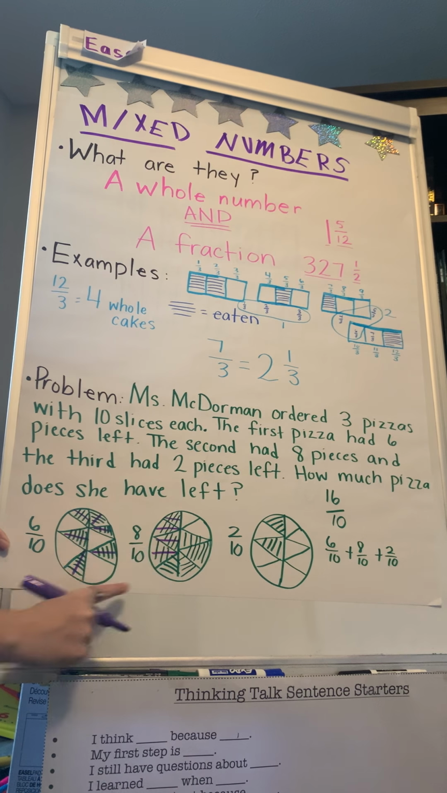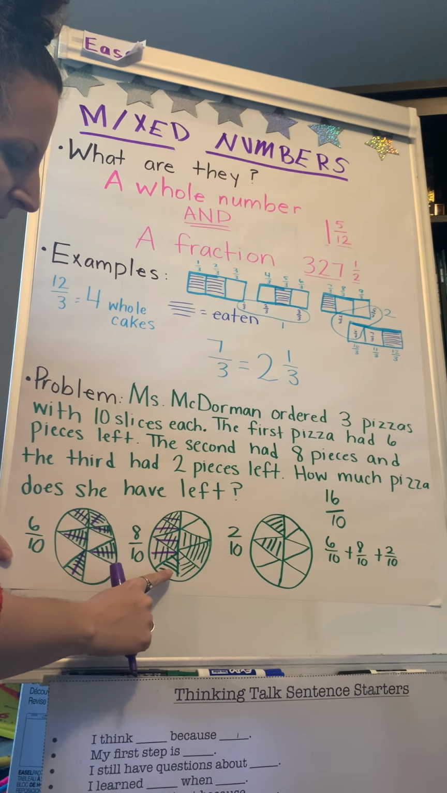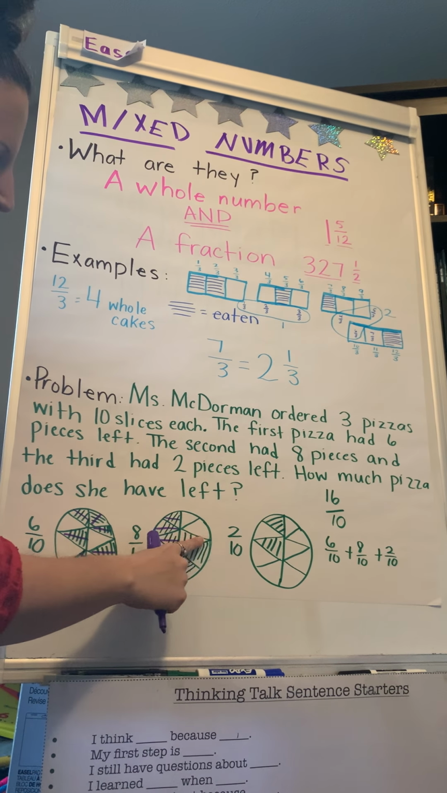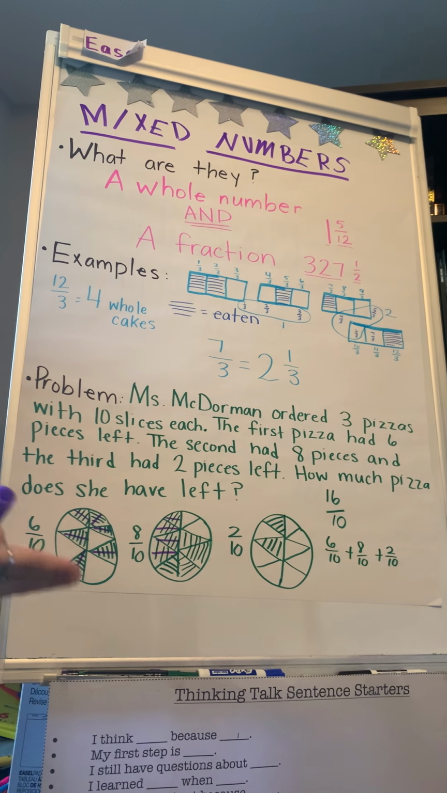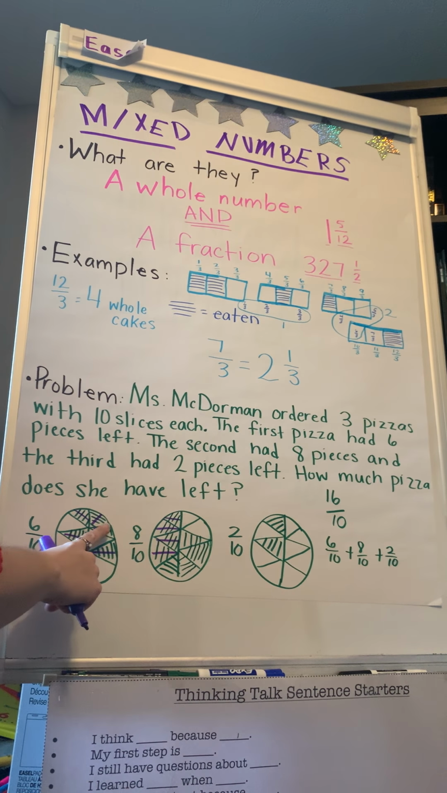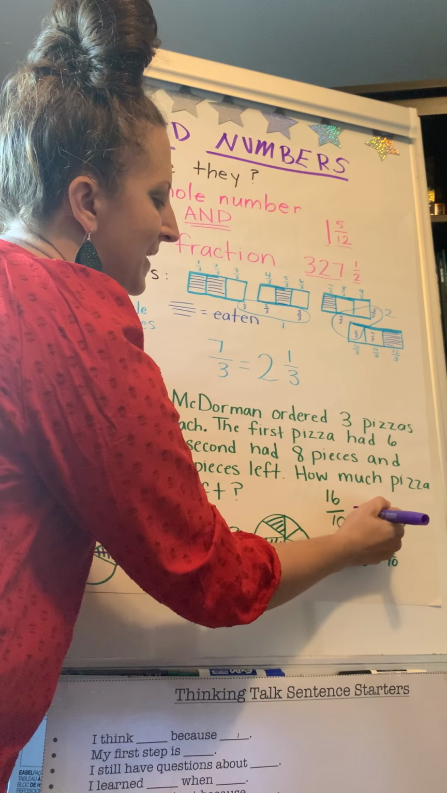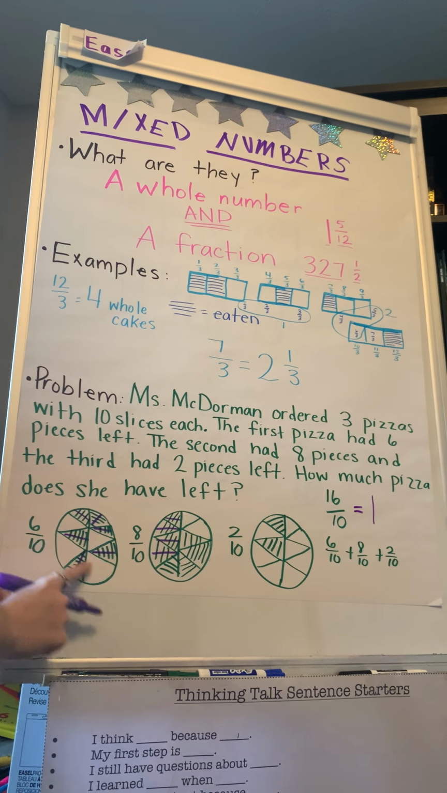So our purple gives us 1 whole. Let's see how many we have left over. Let's see if we have enough to make another whole. 1, 2, 3, 4, 5, 6. Oh, we only have 6 pieces left over. We don't have enough to make another whole. We only have 1 whole we can make out of that. So there's our 1 whole.